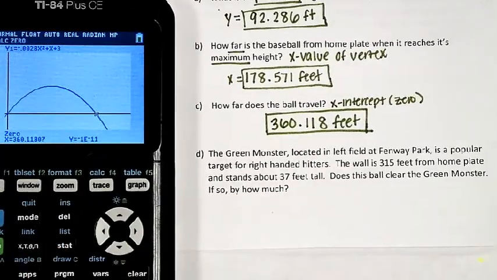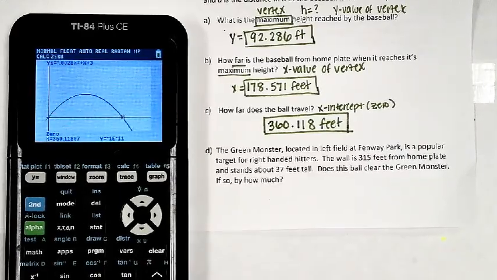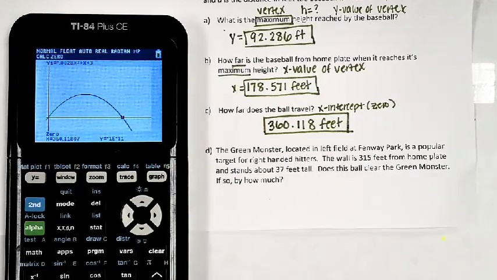All right, D: the Green Monster located in left field at Fenway Park is a popular target for right-handed hitters. The wall is 315 feet from the home plate and stands about 37 feet tall. Does the ball clear the Green Monster? If so, by how much?